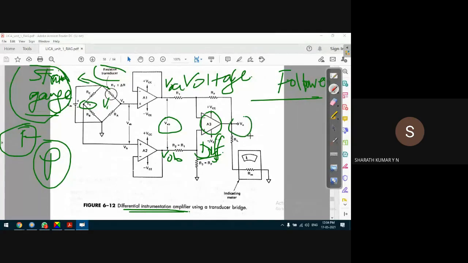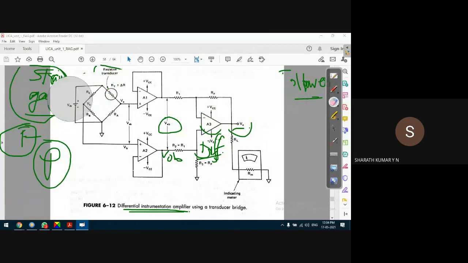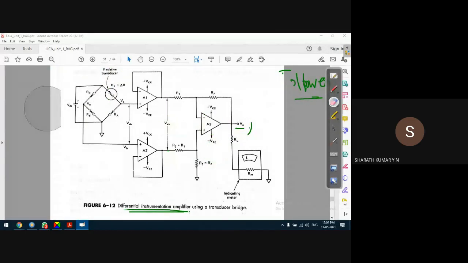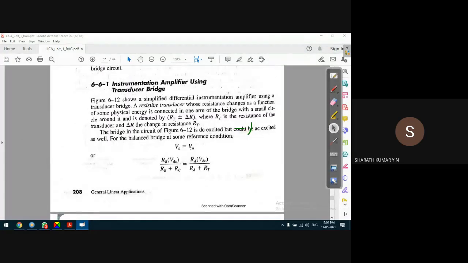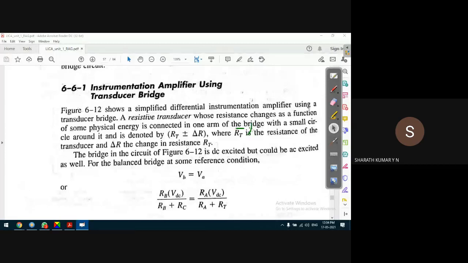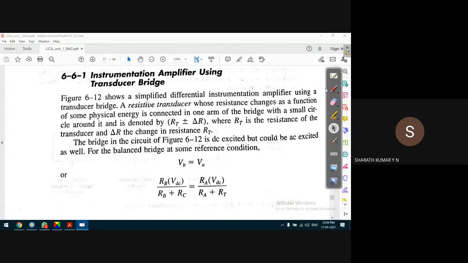That voltage is measured, and the current can also be indicated. So we are measuring the output of the differential instrumentation amplifier. That's how we can make use of a transducer to measure an unknown physical quantity.